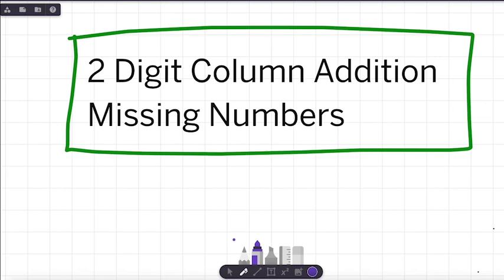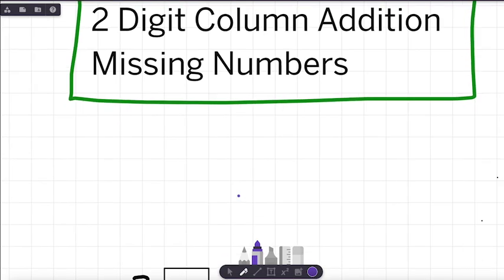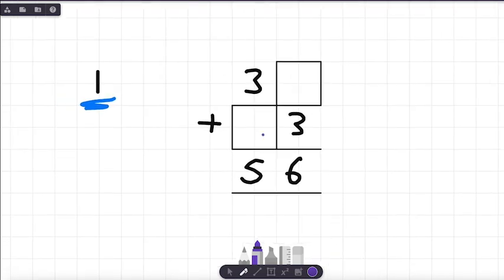So we're going to be looking at two-digit column additions, but we're missing numbers to give a bit of extra challenge to solving some addition problems. So let's get straight into question one. Here we go, question one.